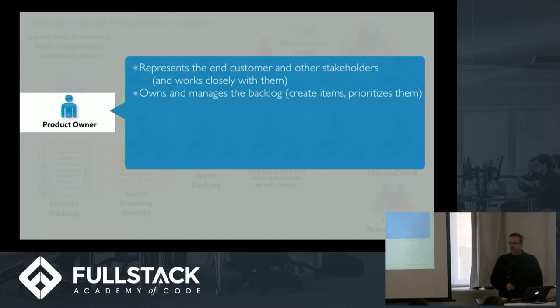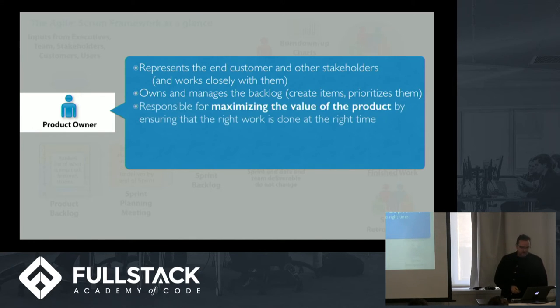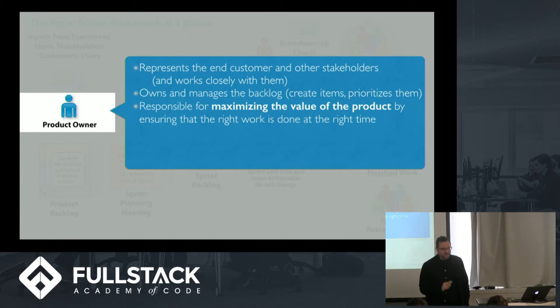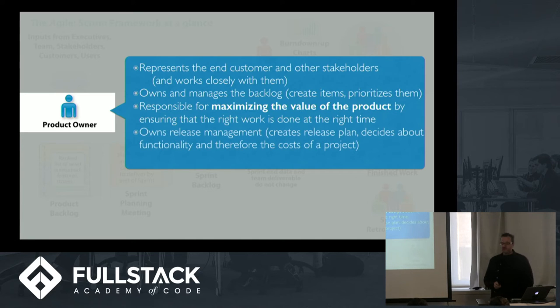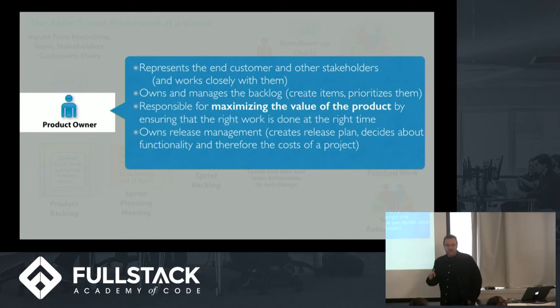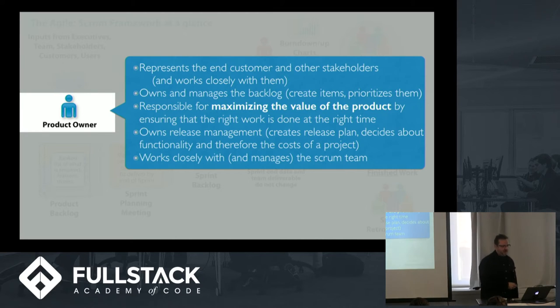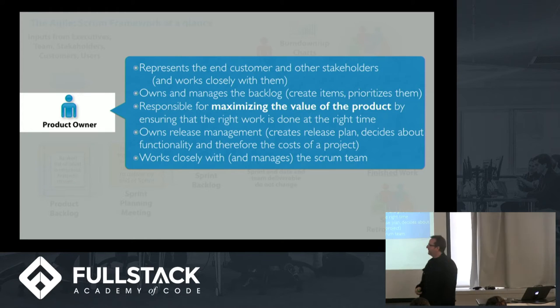They own and manage the backlog in terms of prioritizing items up to the top. Responsible for maximizing the value of the product. That's a concept I really like about Scrum. And making sure things are done right and on time. They own release management in terms of scheduling what's supposed to come out when. And they work closely with and sometimes manage the Scrum team. All right, so that's the product owner.